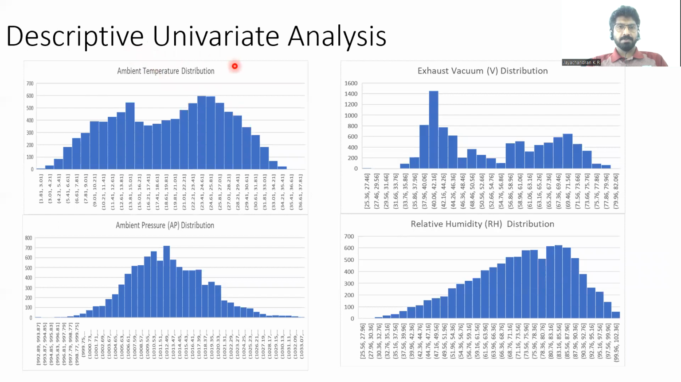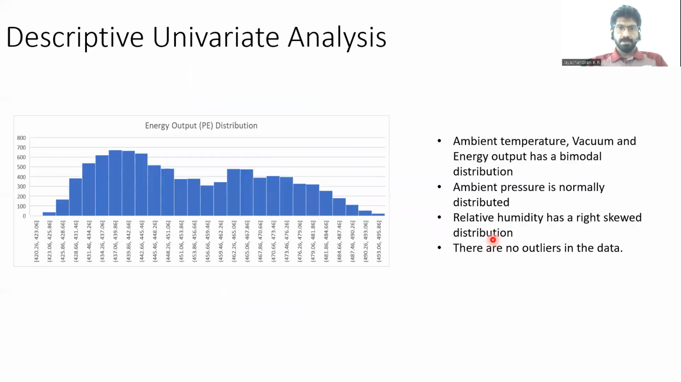So this is basically a univariate analysis. Here I have done an analysis of each of these variables which have been provided. We can see the ambient temperature distribution, how the data is actually distributed. Similarly, we have it for the exhaust vacuum, ambient pressure, and then the relative humidity. And the univariate analysis for the energy output is also there.